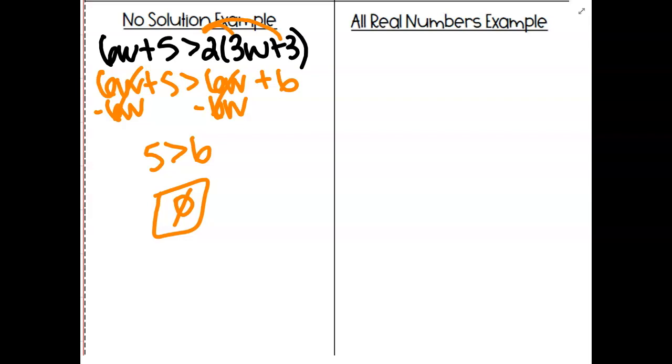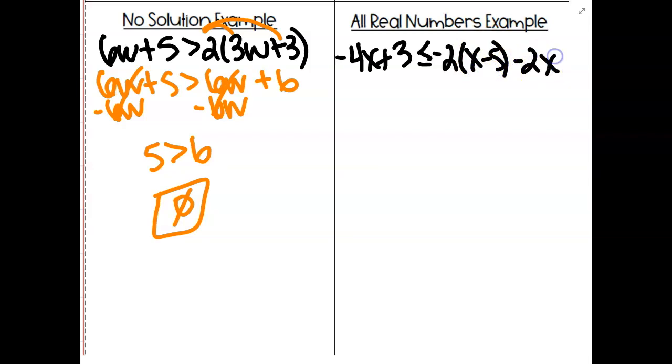Okay? And then like this one, negative 4x plus 3 is less than or equal to negative 2 times the quantity x minus 5, minus 2x.